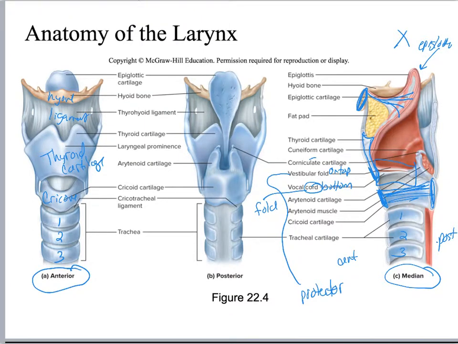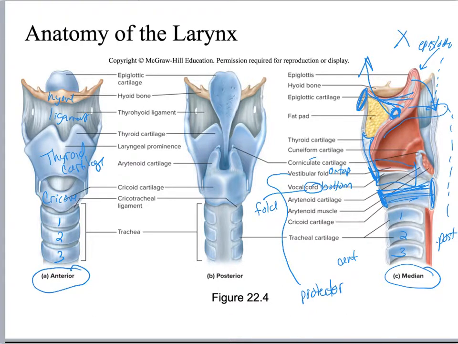When this tightens, it takes this part and lifts up. That causes this part to go down, which basically makes a shelf so that when stuff starts going down, it bounces and it goes towards the back into the esophagus instead of into the larynx where you're going to choke.